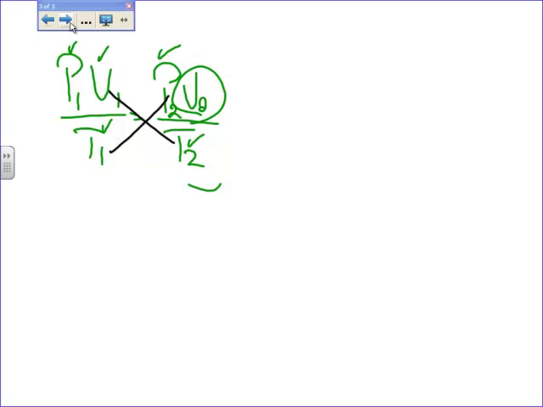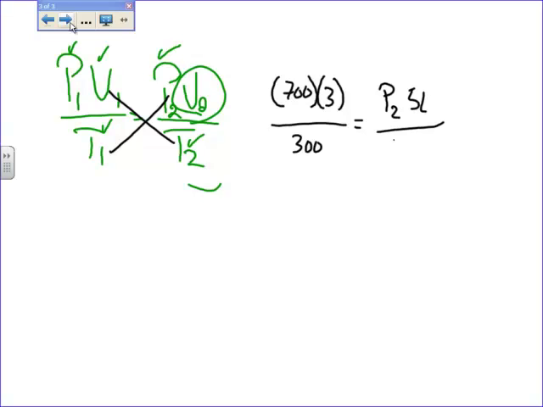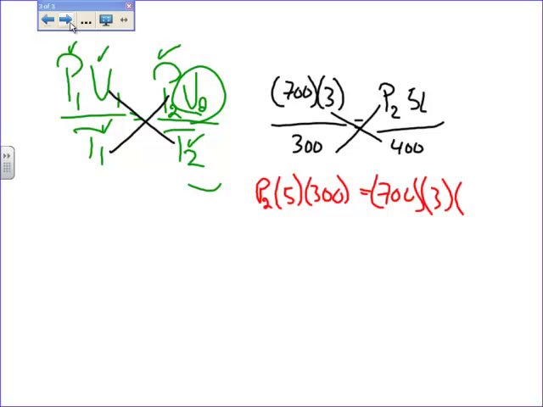So if you have a number, let's say your pressure was 700 torr or something like that, your volume was 3 liters, your temperature was 300 Kelvin, that was your initial conditions, and then P2, we don't know what that is. Your new volume was 5 liters, and your new temperature was 400 Kelvin. How would I solve this problem? Cross multiplication. So then you could say P2 times 5 times 300 equals 700 times 3 times 400. Divide both sides by what?